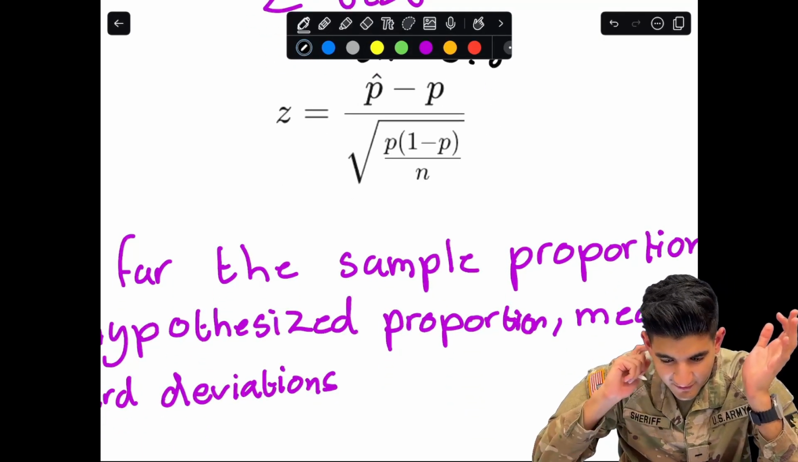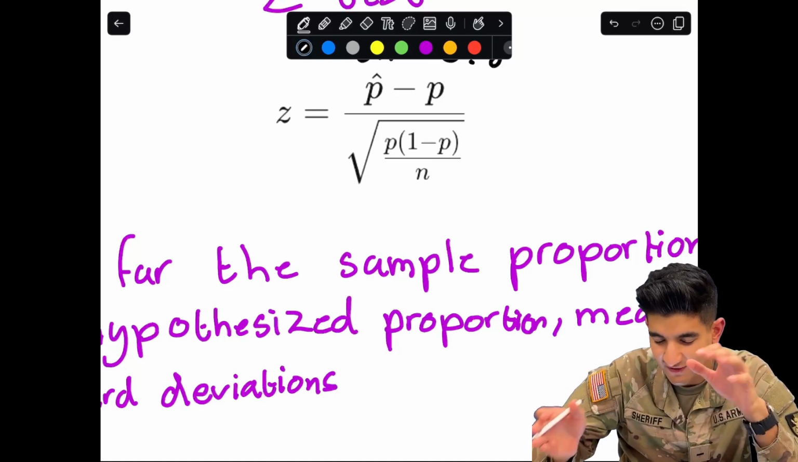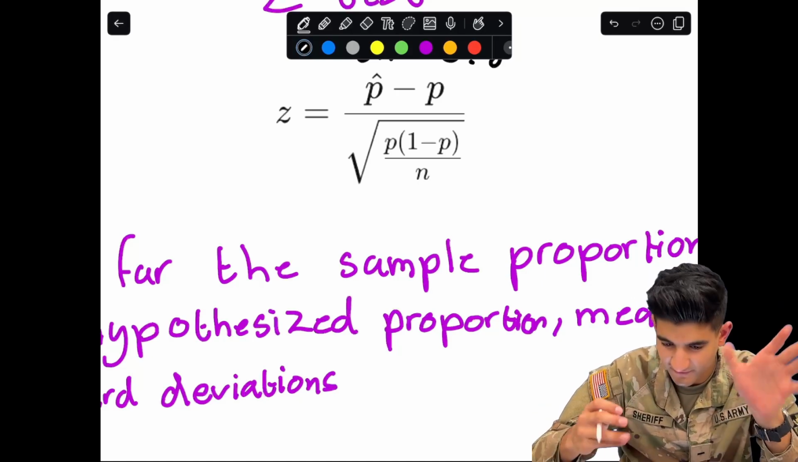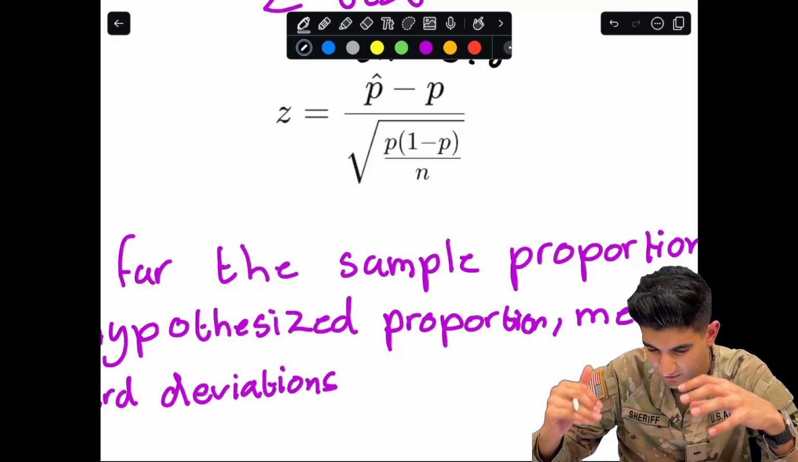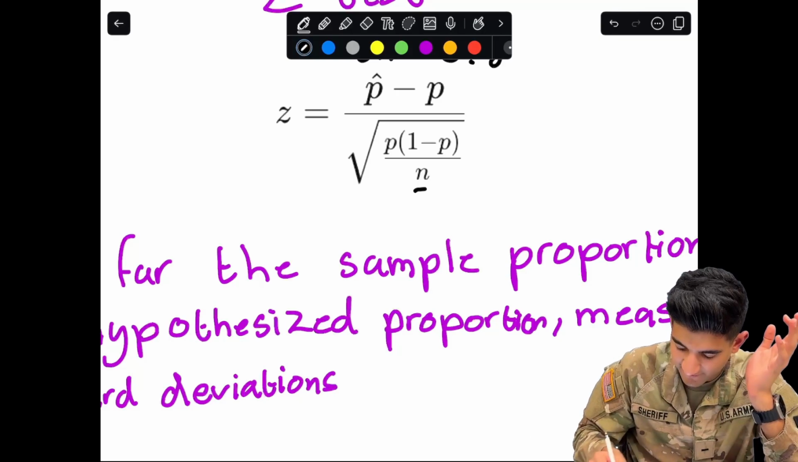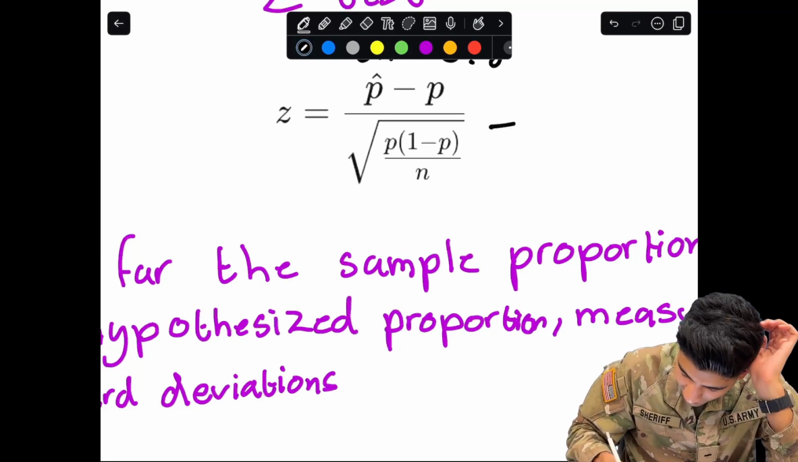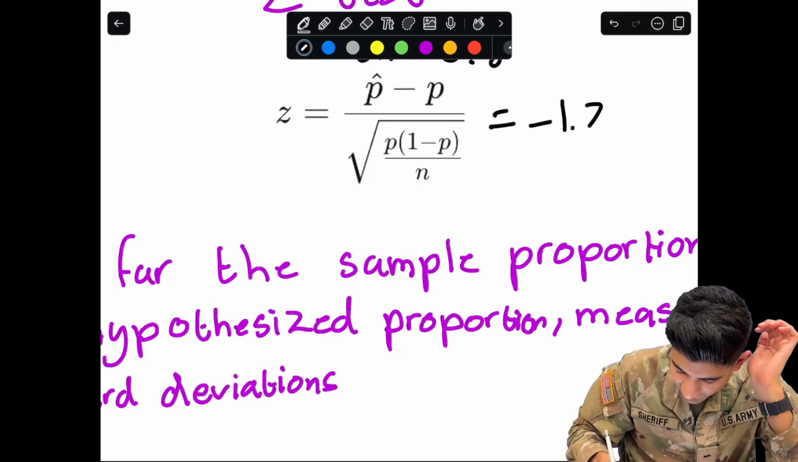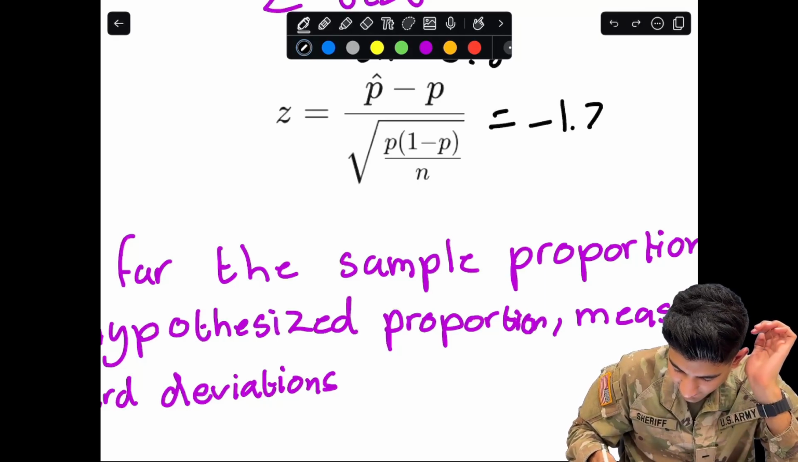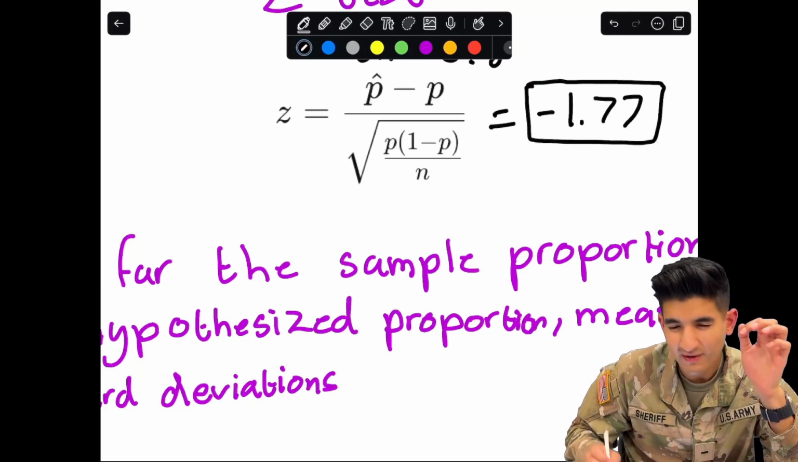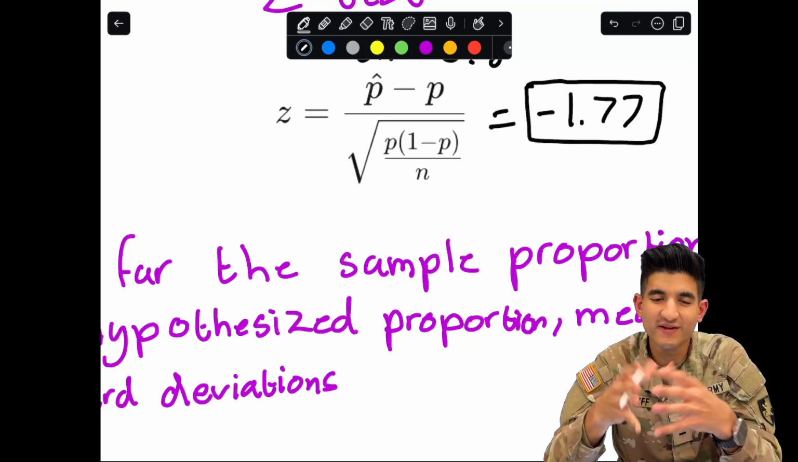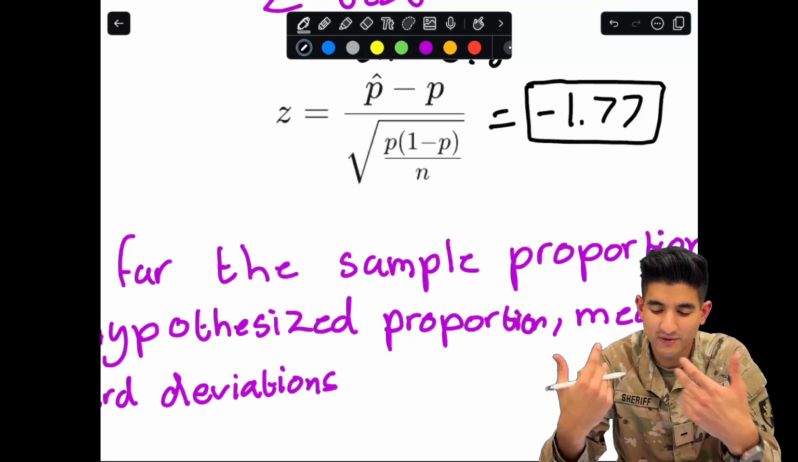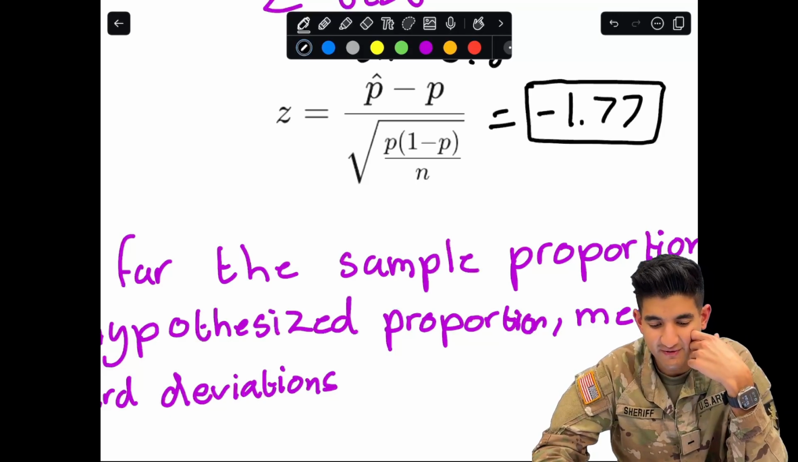In our case, we plug them in: 0.7 minus 0.8, over the square root of 0.8 times 1 minus 0.8 over our sample size, and remember, n is the sample size of 50. We get around negative 1.77 as our z value. Let me write that a little nicer. Whatever you get here, even if you miscalculate it, just use it. What it means is we're 1.77 standard deviations from the historical proportion. So what we recorded is 1.77 standard deviations away.